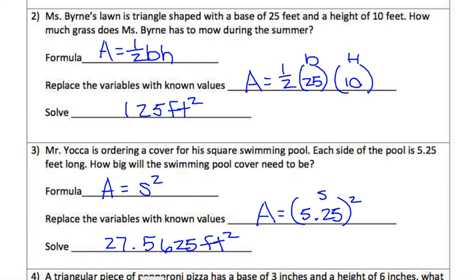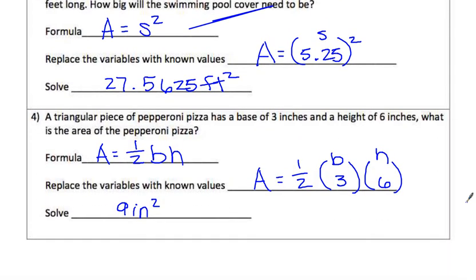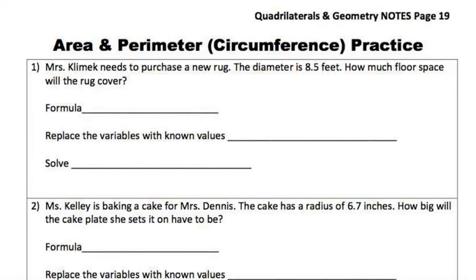All right, so here are your answers for number 2 and number 3. Number 2 was a triangle. Number 3 was a square. And then number 4 was also a triangle. And they told you that in the problem. So let's do the next 1, 2, 3, and 4. Now these ones are dealing with circles.